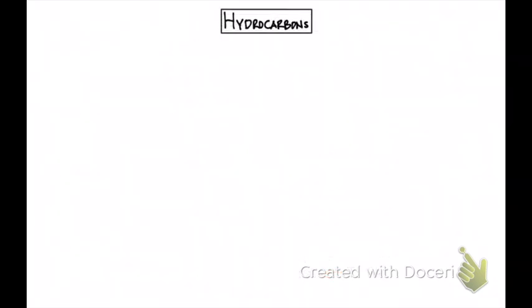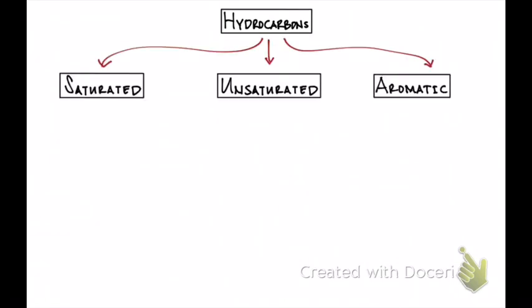In this chapter, we're only going to focus on plain hydrocarbons and not functionalized hydrocarbons. Hydrocarbons can be categorized into saturated, unsaturated, and aromatic. These three types of hydrocarbons are all different from each other, and because they're different, they have different chemical structures and different physical and chemical properties.